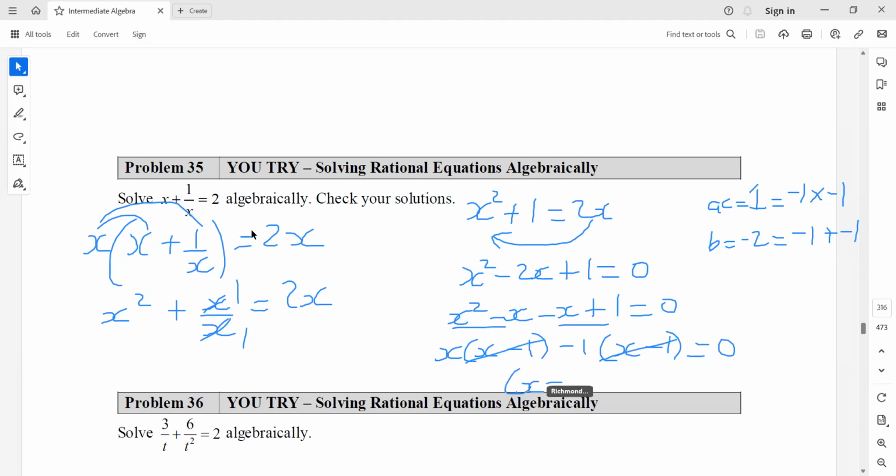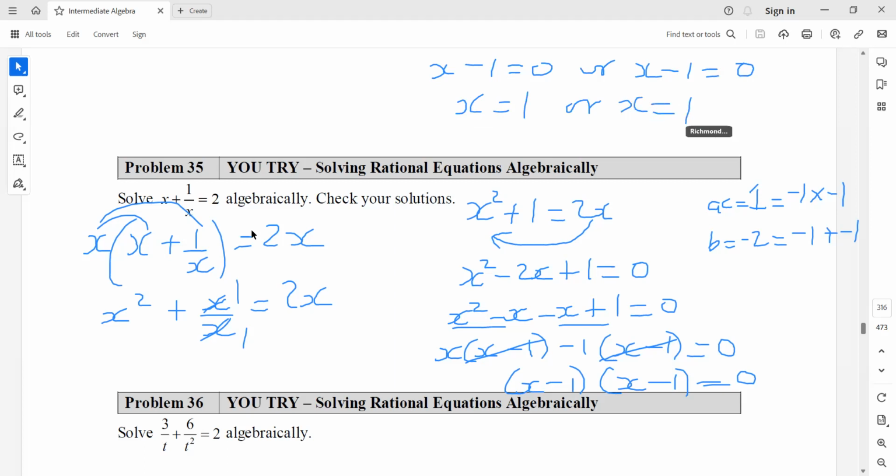x minus 1 equals 0. So you're going to have x minus 1 equals 0 or x minus 1 equals 0. So you're getting the same thing. x equals 1 or x equals 1. So our solution is x equals 1.